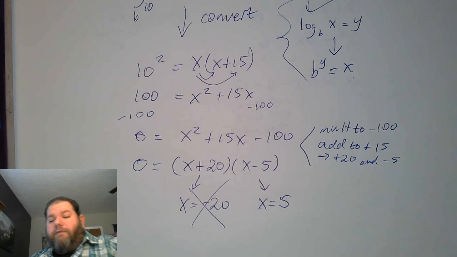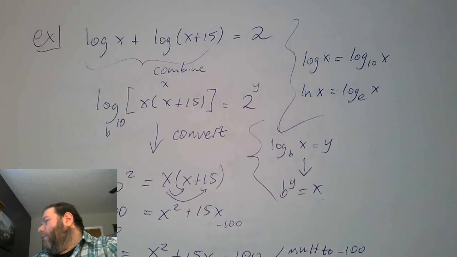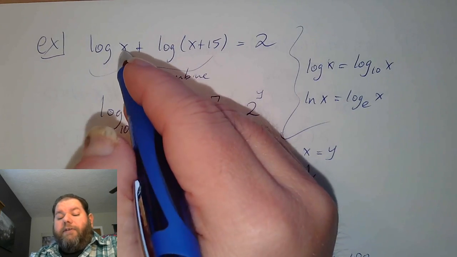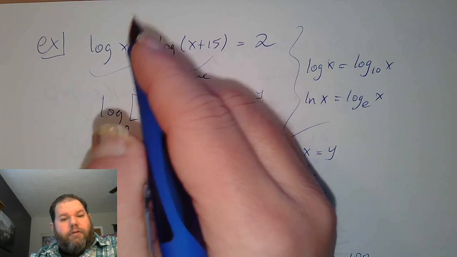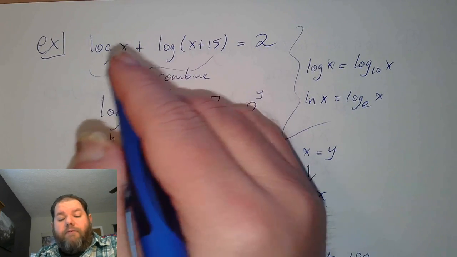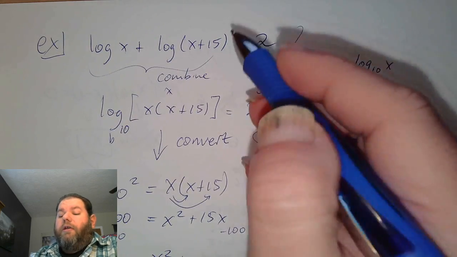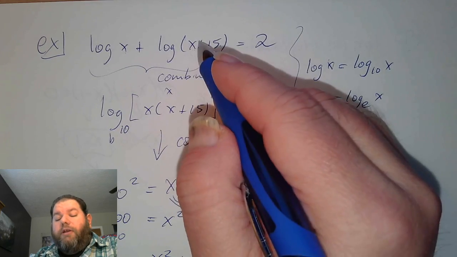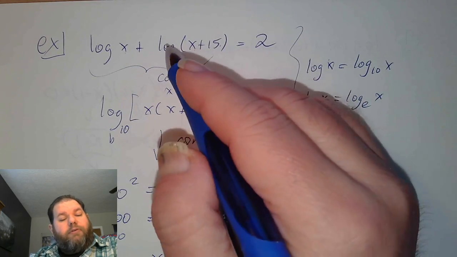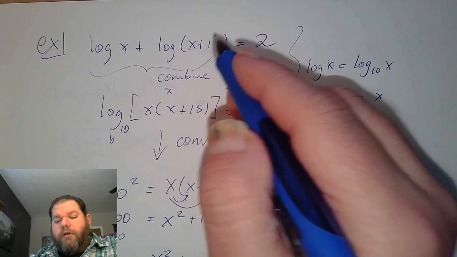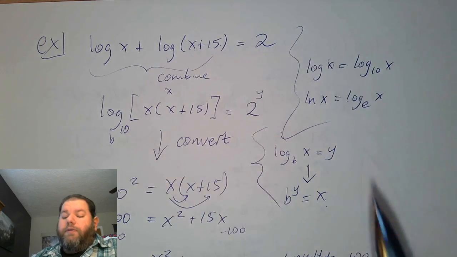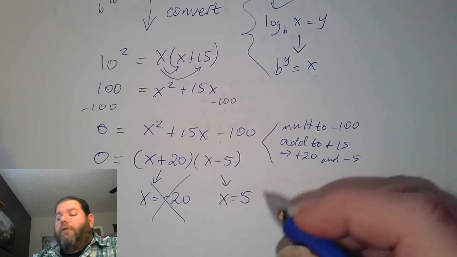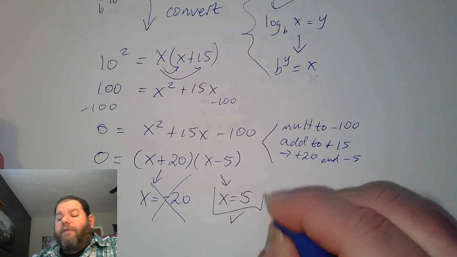Let's check 5. Well, if we plug in x equals 5, we get log of 5, and 5 is positive, so that's a valid log operation. Plug in x equals 5, we get 5 plus 15 is 20. 20 is a positive number, so log of 20 is a valid log operation. So both of those work, so we can conclude that 5 is a valid answer.